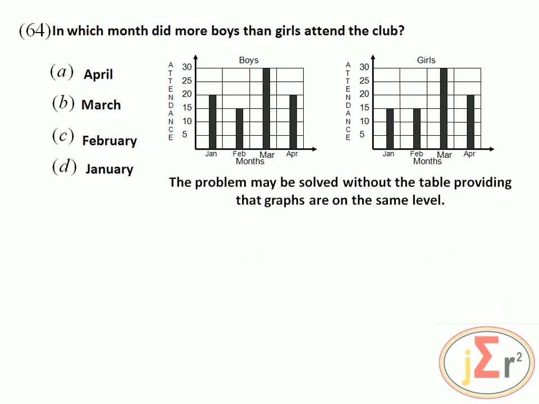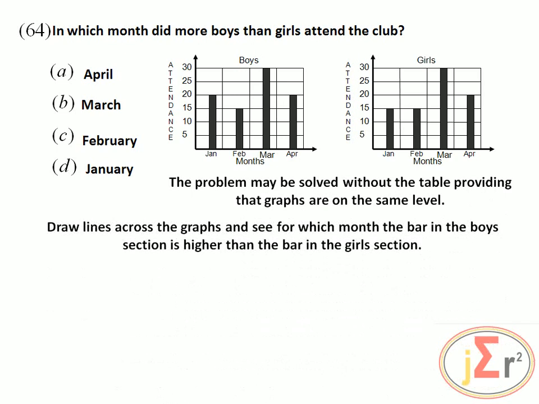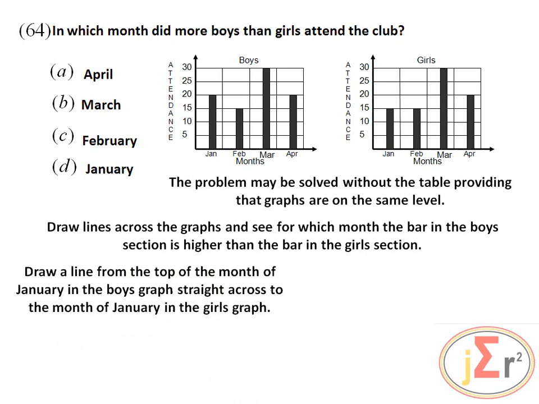The problem may be solved without the table, providing that the graphs are on the same level. So if the graphs are on the same level, we may progress without using tables. So draw lines across the graph and see for which month the bar in the boys section is higher than the bar in the girls section. So let's do that. Draw a line from the top of the month of January. We're going to look at January in the boys, and January also in the girls. So we're going to draw a line all the way across and see what is observed right there.